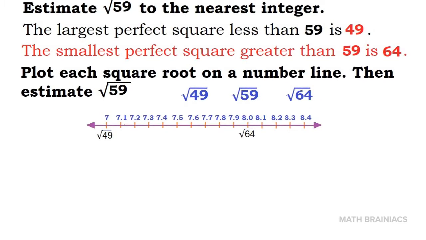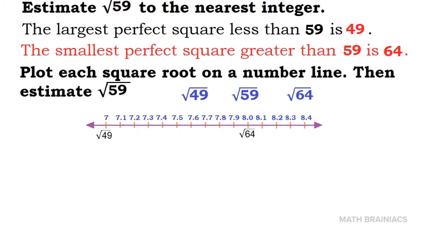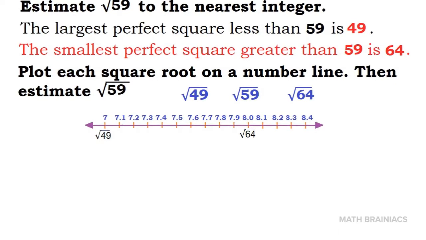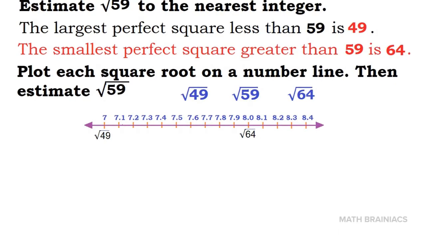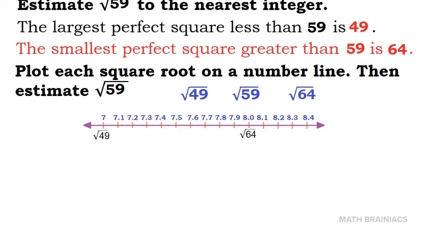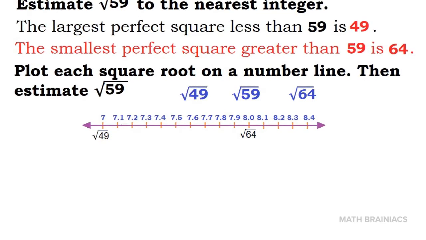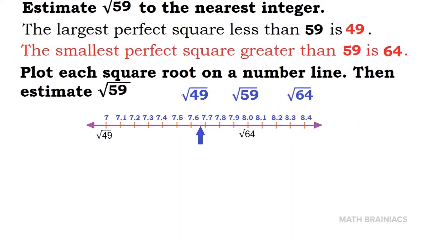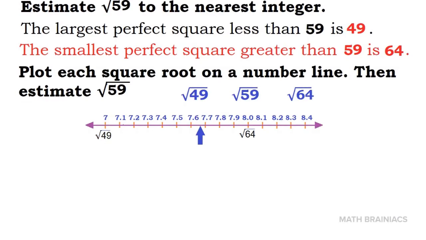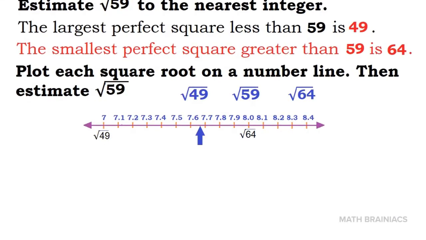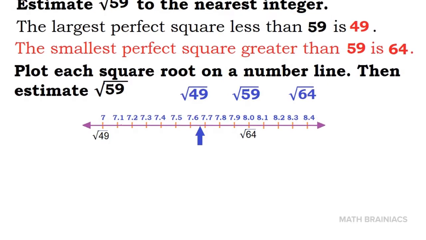Subsequently, after drawing the number line, we are going to assign the number 7, which is the square root of 49, on the first line, or first integer, and the next integer after 10 intervals will be square root of 64, which is 8. Square root of 59 is 7.68. So it is between 7.6 and 7.7, but it is nearer to 7.7.